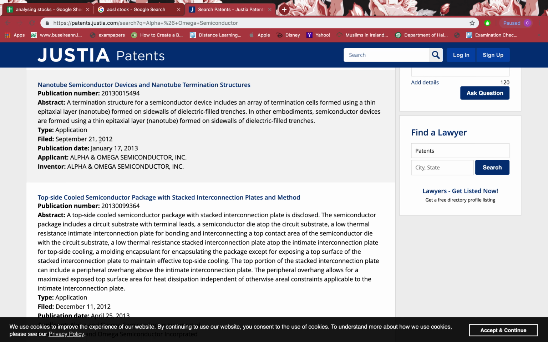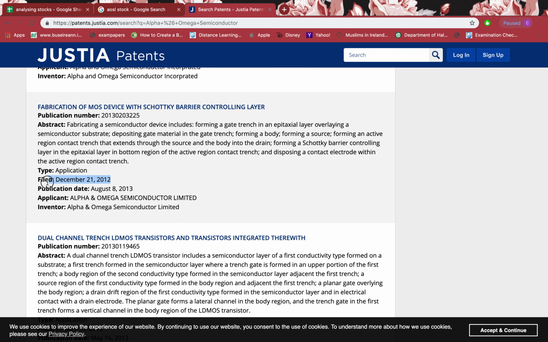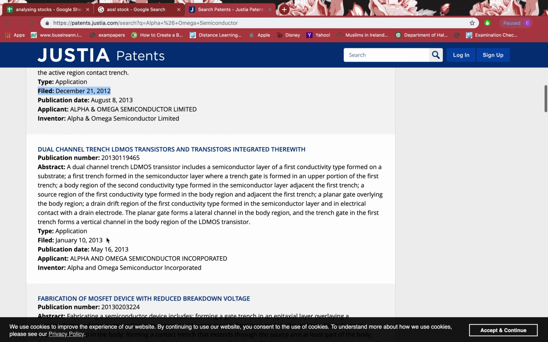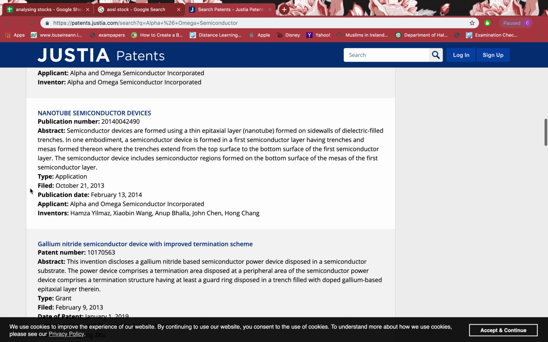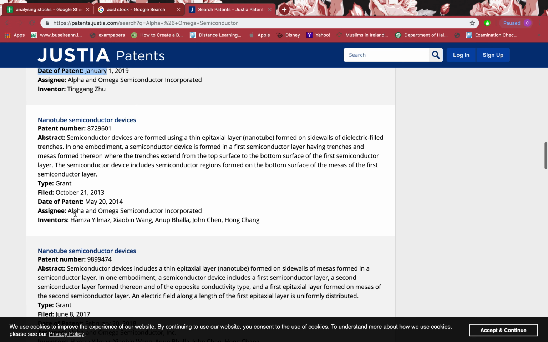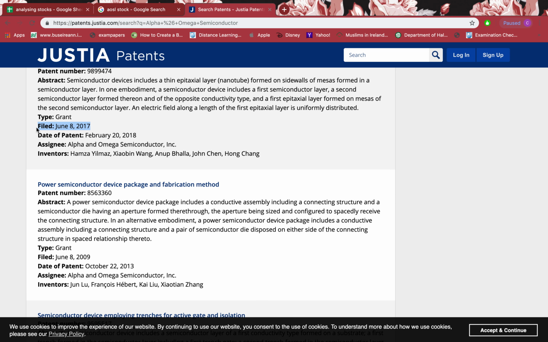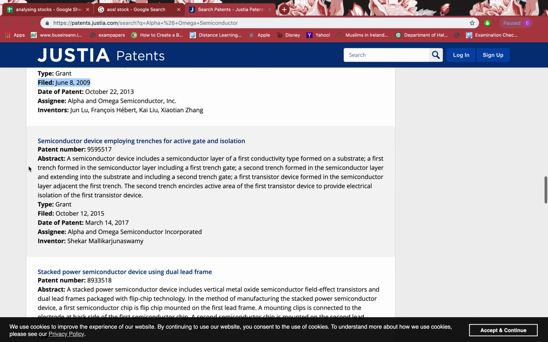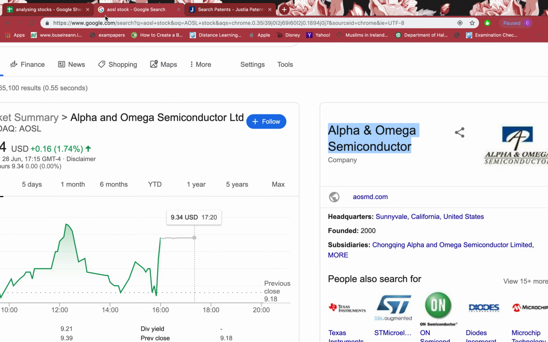So if I see, yes, in 2012 they have a patent, filed patent. Then in December 2012 again there's another patent. December 2012, yes. Then in January 2013, then in 2012, then February 2013. So a lot of patents, one after a few months. 2017, which is a recent patent, which is very good. 2009, 2015, 2013, and so on. So it has a lot of patents, and then you can just go through.